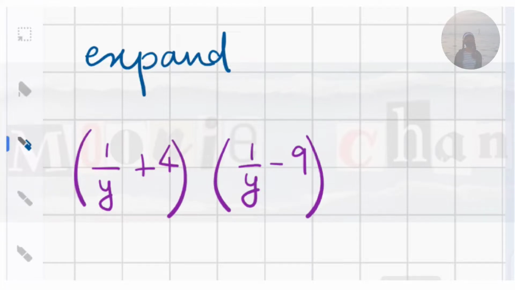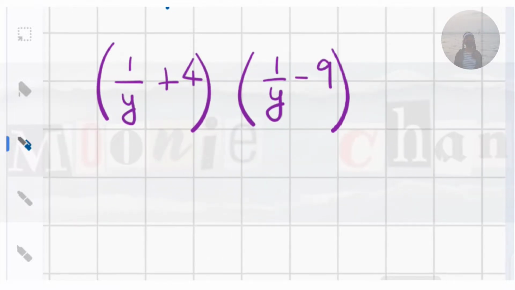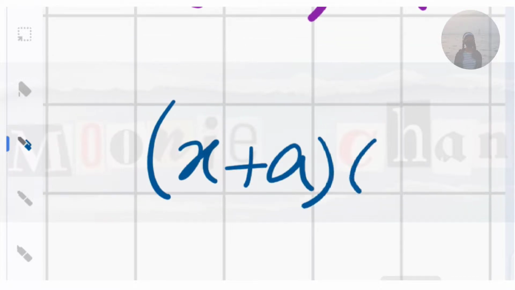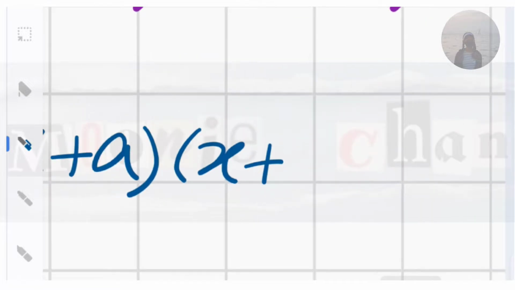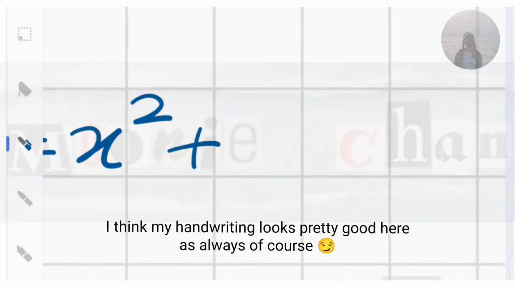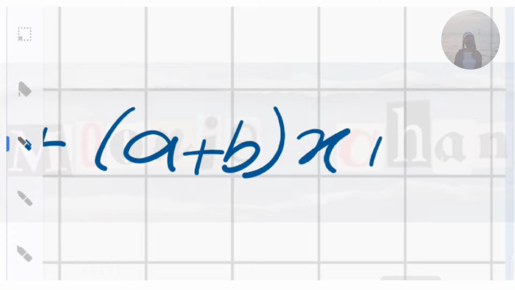So we have to expand 1 upon y plus 4 into 1 upon y minus 9. How do we do that? We use a formula. The formula is x plus a into x plus b equals to x square plus a plus b the whole x plus ab.